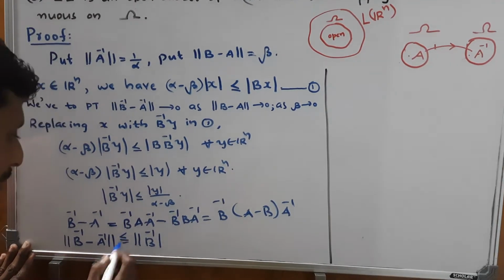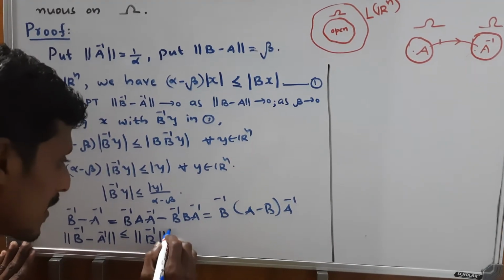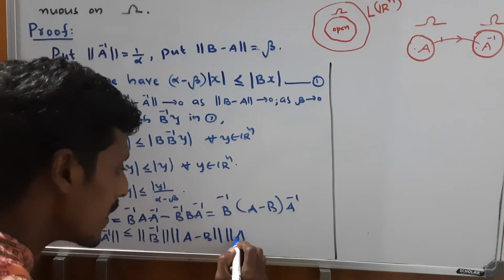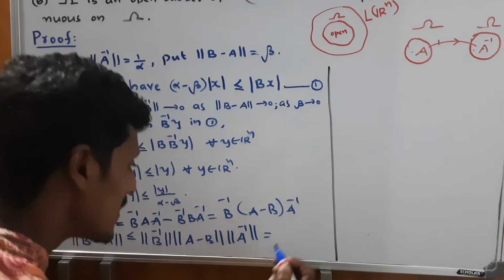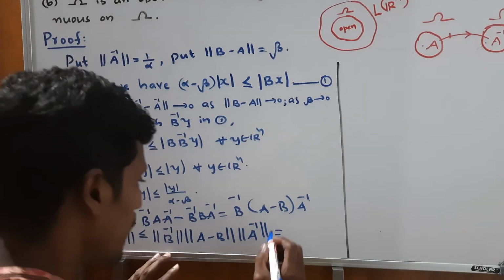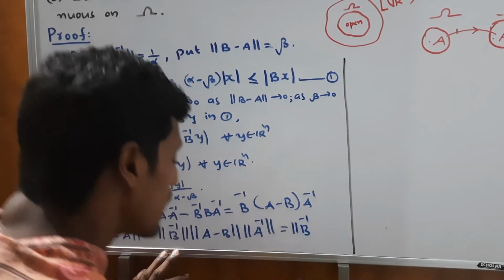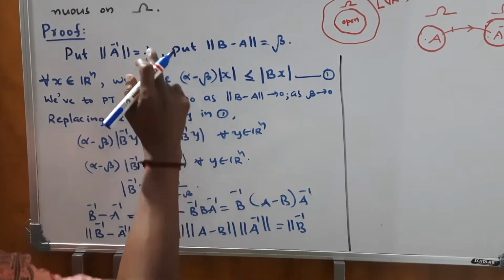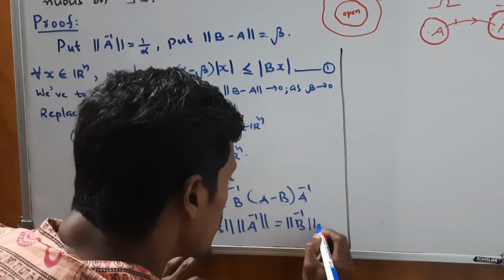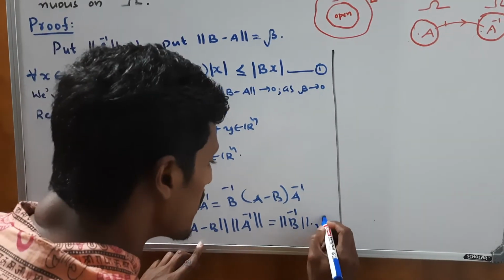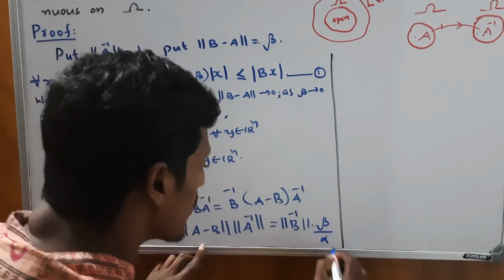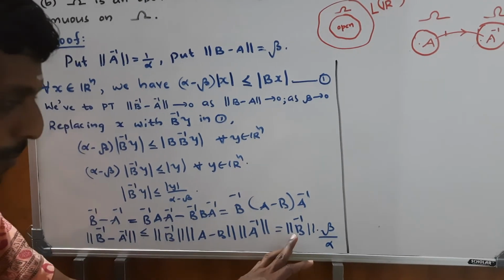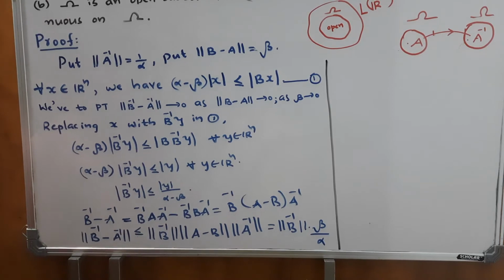So this is less than or equal to norm of B inverse into norm of A minus B into norm of A inverse. So this is norm of B inverse into norm of A minus B, which is beta, and norm of A inverse, which is 1 by alpha. So norm of B inverse into beta divided by alpha. Now we have to find out what norm of B inverse is.